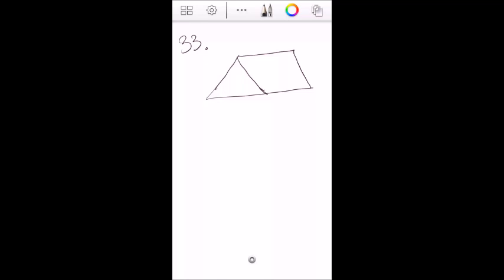Alright, on to 33. 33 has this picture here that says an equilateral triangle is contained within an isosceles trapezoid shown above. What is the measurement of the largest angle within the diagram, ignoring the straight angle? So it's asking us to find the largest of all the angles in here. So there's a couple options that we could look at.